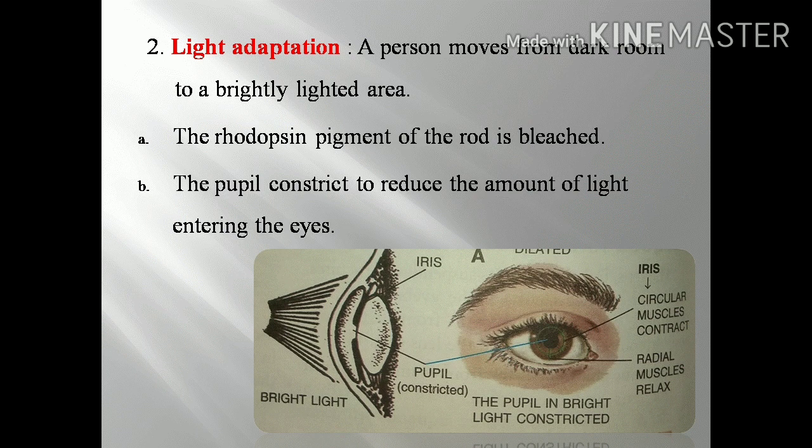So when we enter from a dark room to a brightly lighted area, that is, from inside the cinema hall to outside, for minutes we can feel the dazzling effect. It means we cannot see the objects clearly. So that is the dazzling effect. After a short period, after a few minutes, we can see the objects properly.